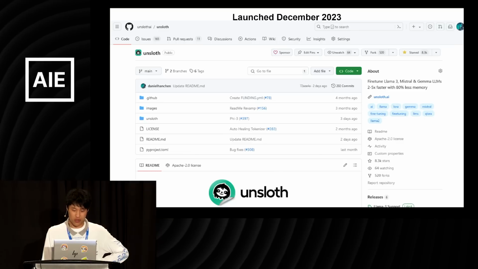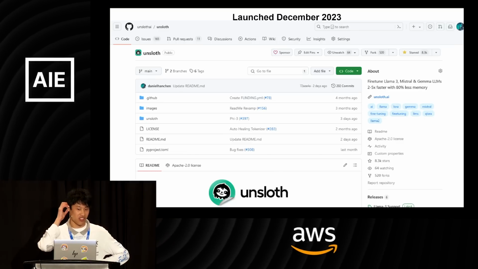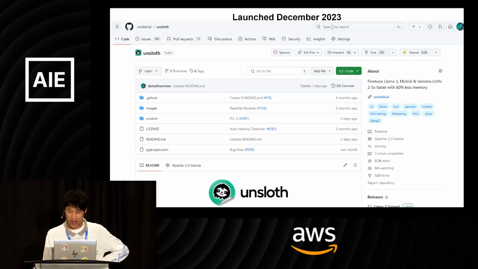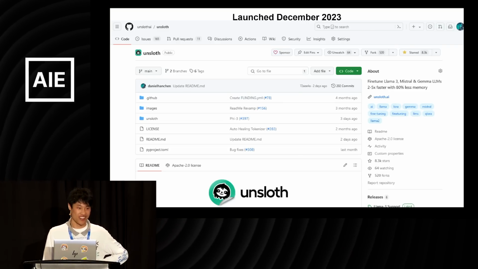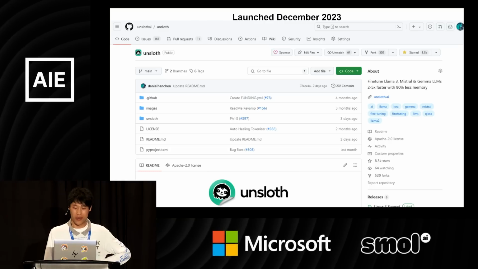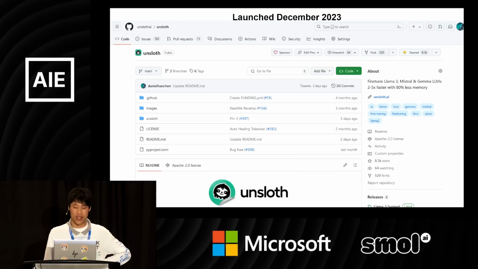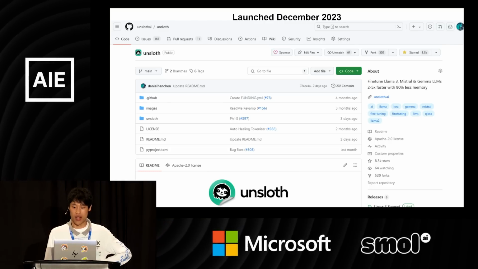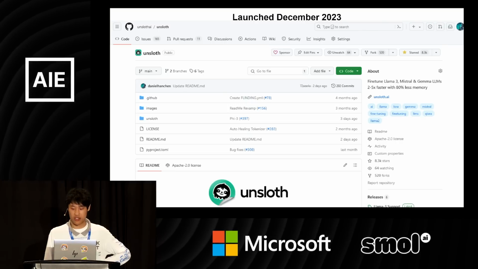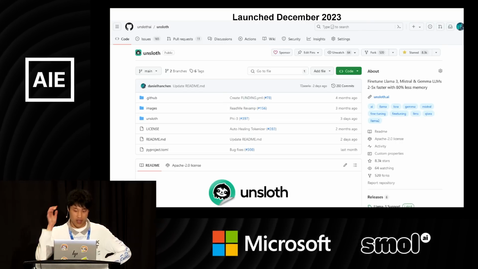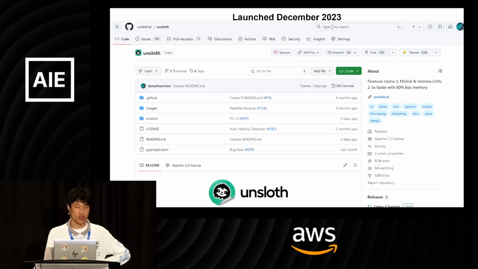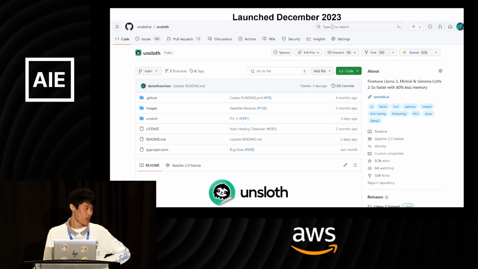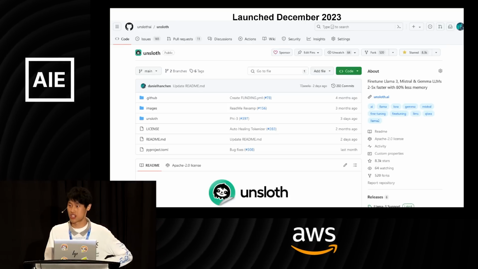So Unsloth, we launched this last December. I launched this with my brother. The stars are a bit outdated, but I think we have 11.9K or something. It generally makes fine-tuning of language models like Llama, Mistral, Gemma up to 2 times faster, with 80% less memory usage. We now have some new methodologies which reduce memory even further. And the trick is there is no degradation in accuracy.